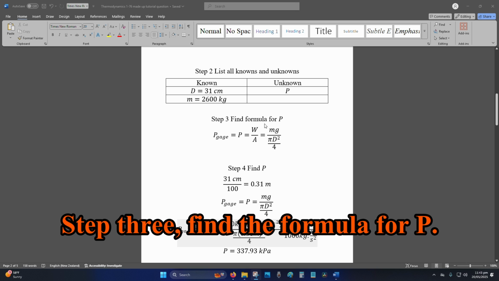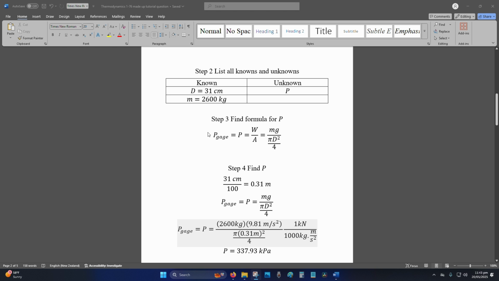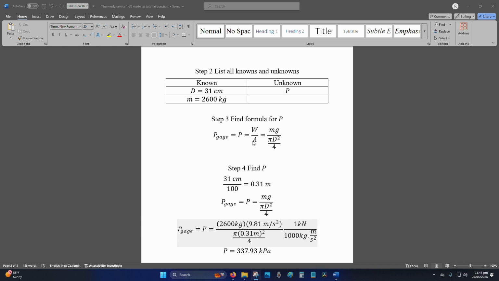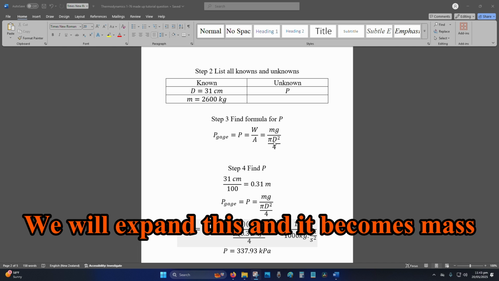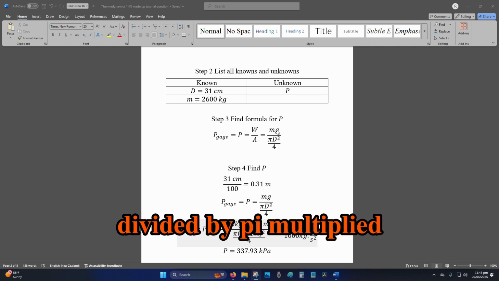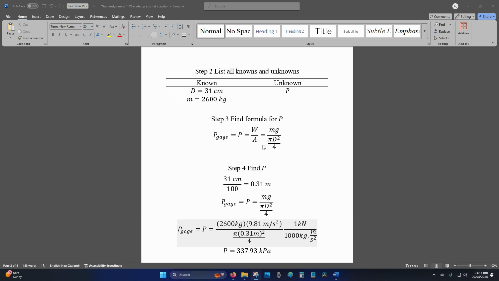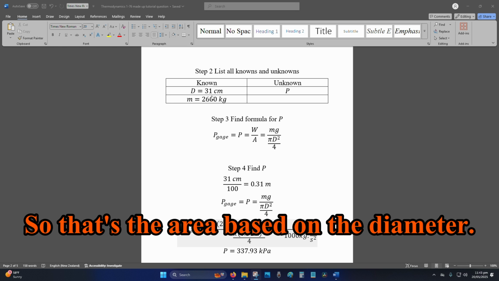Step 3, find the formula for P. P being gauge pressure, so it is weight divided by area. We will expand this, and it becomes mass multiplied by gravity divided by pi multiplied by diameter squared divided by 4. So that's the area based on the diameter.